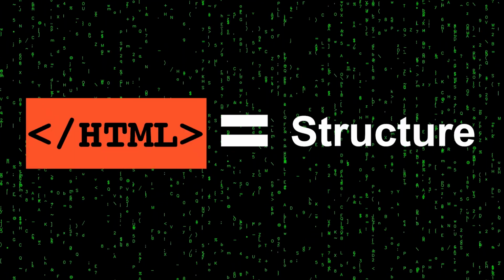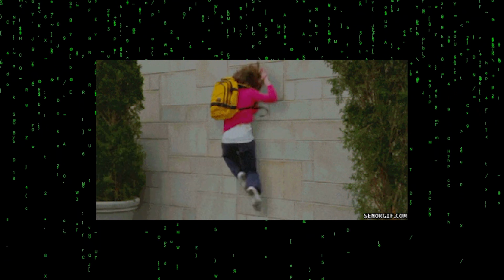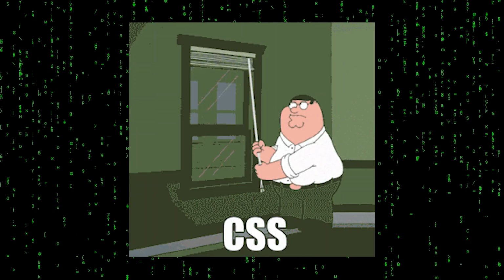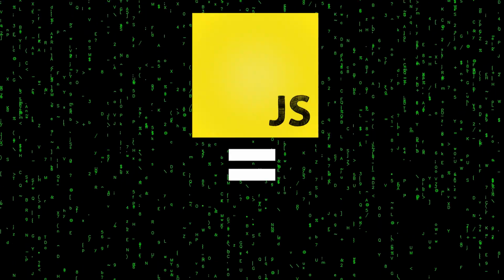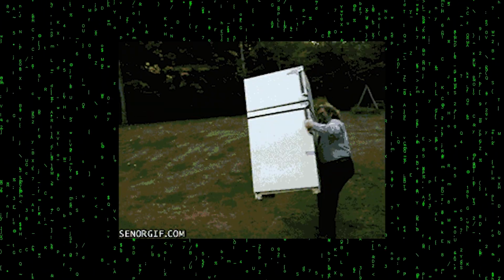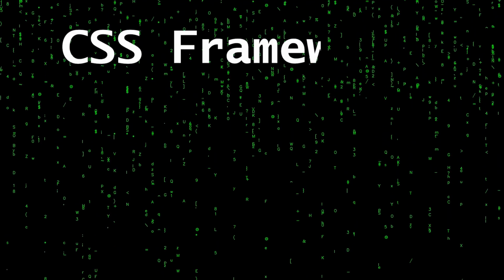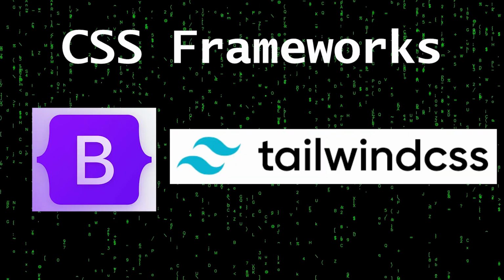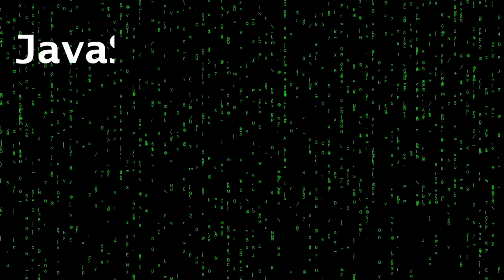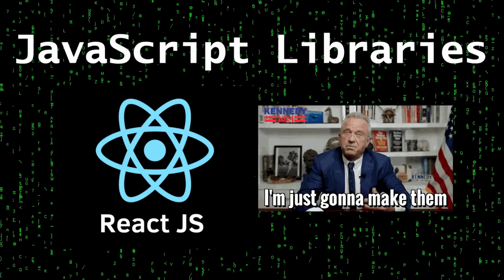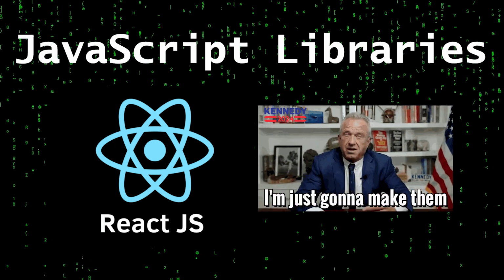HTML is the structure of a web page like the walls of a house. CSS is the design and styling like paint and decorations. JavaScript adds interactivity like turning on lights or using appliances. CSS frameworks like Bootstrap and Tailwind make styling easier and more efficient. JavaScript libraries like React make developing interactive features easier and more efficient to build.